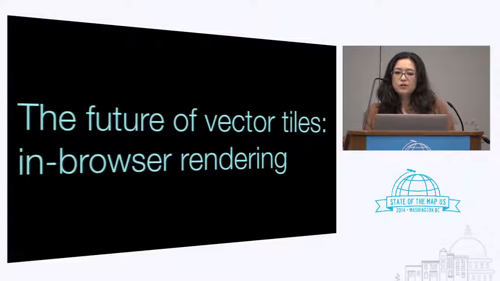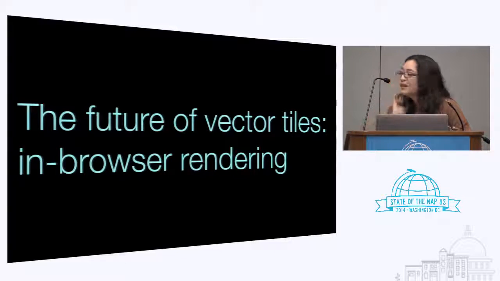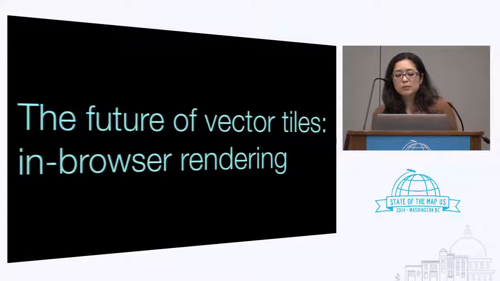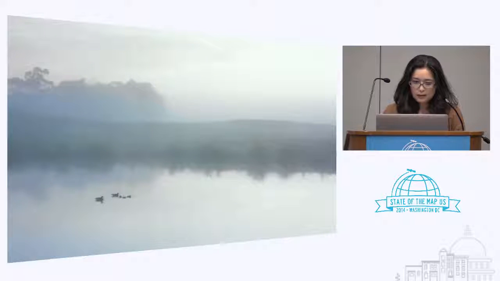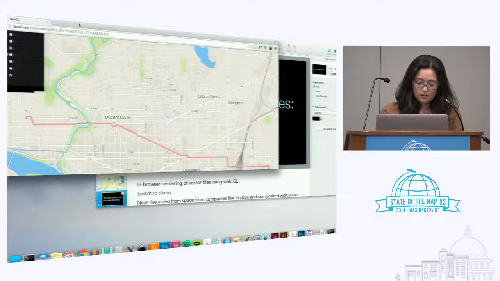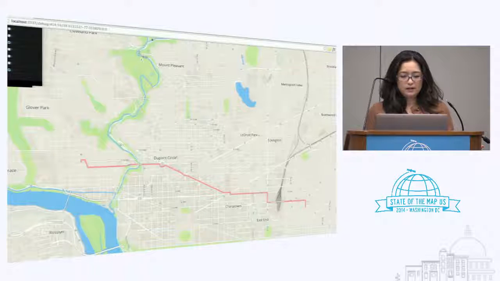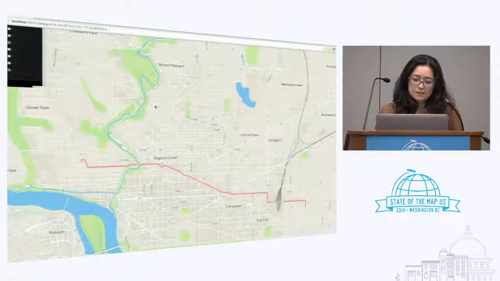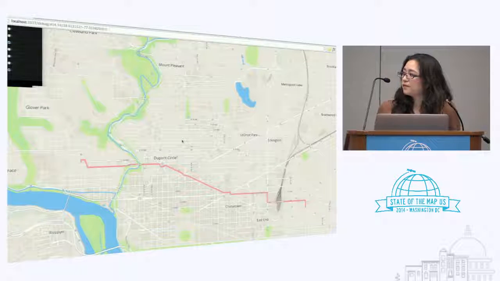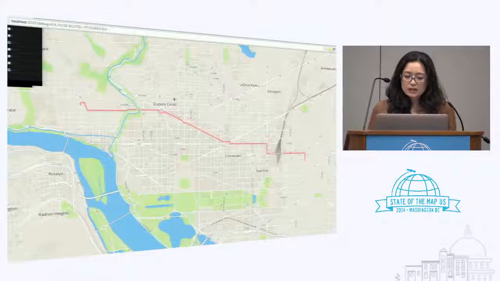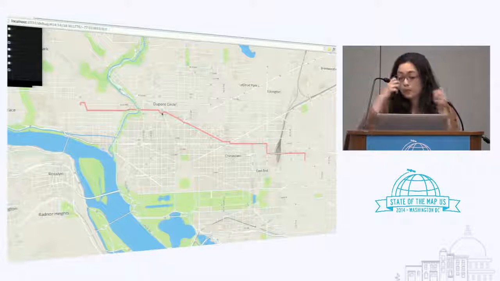Okay, so I'm going to attempt to do a little bit of a live demo. I really want to give you guys a sneak peek of something that we've been working on with vector tiles. It's very much still in development, and that's in-browser rendering using WebGL. So bear with me for a second. Okay. Hopefully the WebGL will cooperate with me. So this is a map that was also powered with vector tiles, but rendered in browser. And that gives you a lot more options with compositing with custom data.